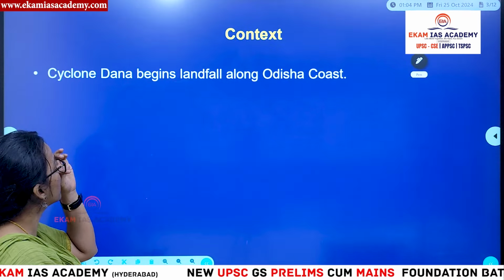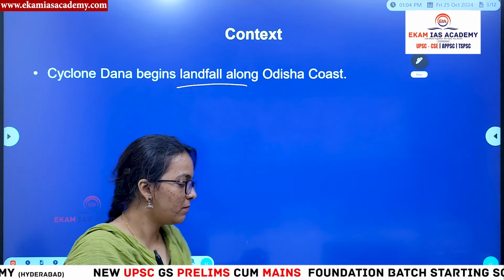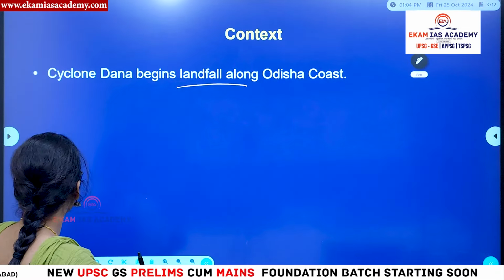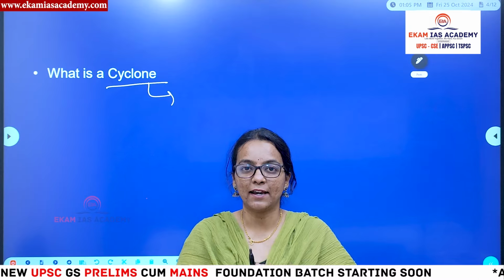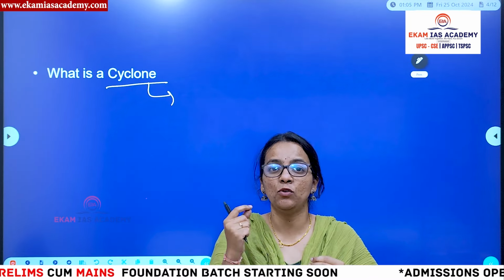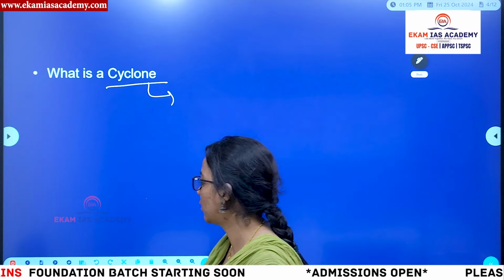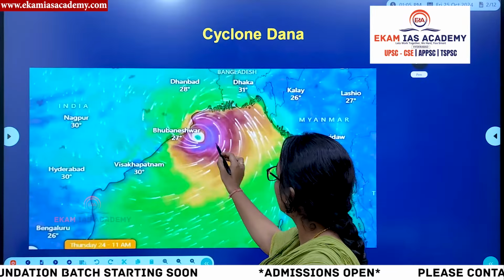See, what is the context? Cyclone Dana begins landfall along the Odisha coast. Now we will see what exactly a cyclone is. What is a cyclone? It is a large-scale stream of air which rotates around a low-pressure area. Now we will try to understand the mechanism of a cyclone through this diagram.